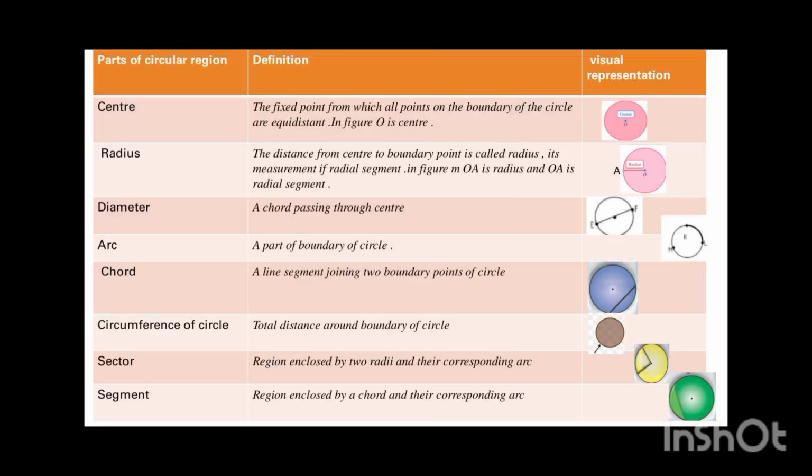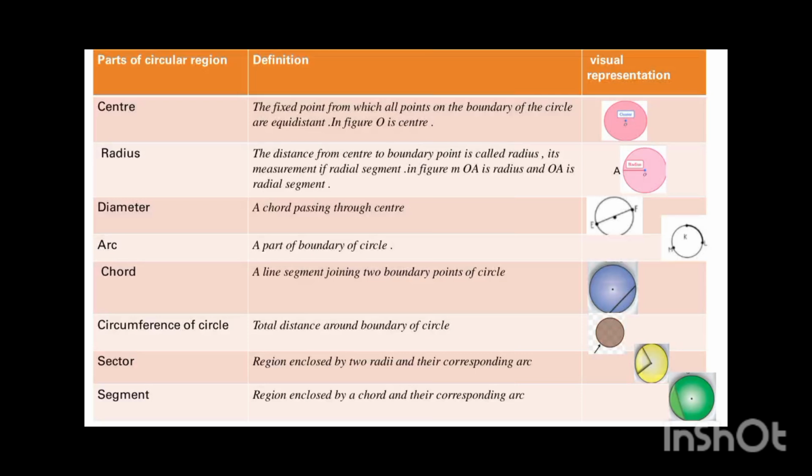Sector: the region enclosed by two radii and their corresponding arc is called the sector. There are minor sectors and major sectors as well. So this is a sector, a region enclosed by two radii and their corresponding arc. Now segment: the region enclosed by a chord and their corresponding arc. So this is a segment, and that was a sector.